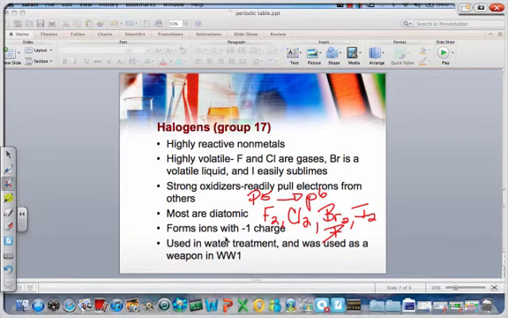These atoms will form ions with a -1 charge because remember they're trying to pick up that last electron to fill the p orbital. And some of these are used in water treatment, like chlorine, and chlorine was also used as a weapon in World War I.